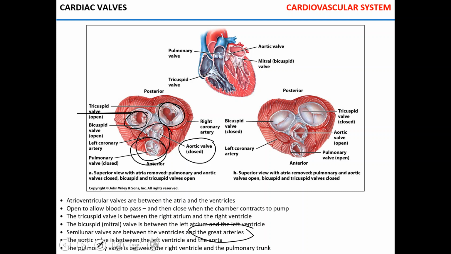On the picture on the right, you can see the closed atrioventricular valves, both tricuspid and mitral, and opened aortic and pulmonary valves.